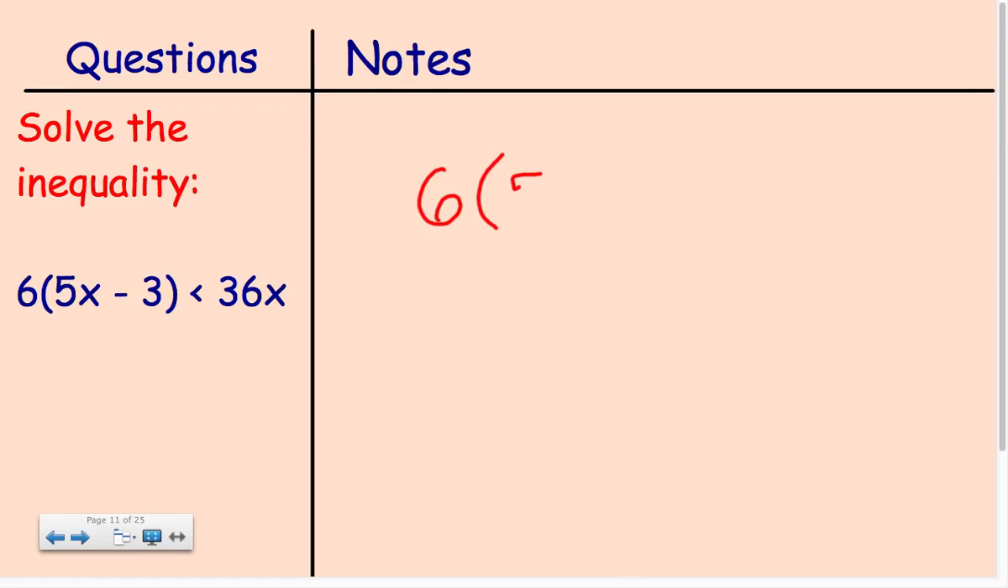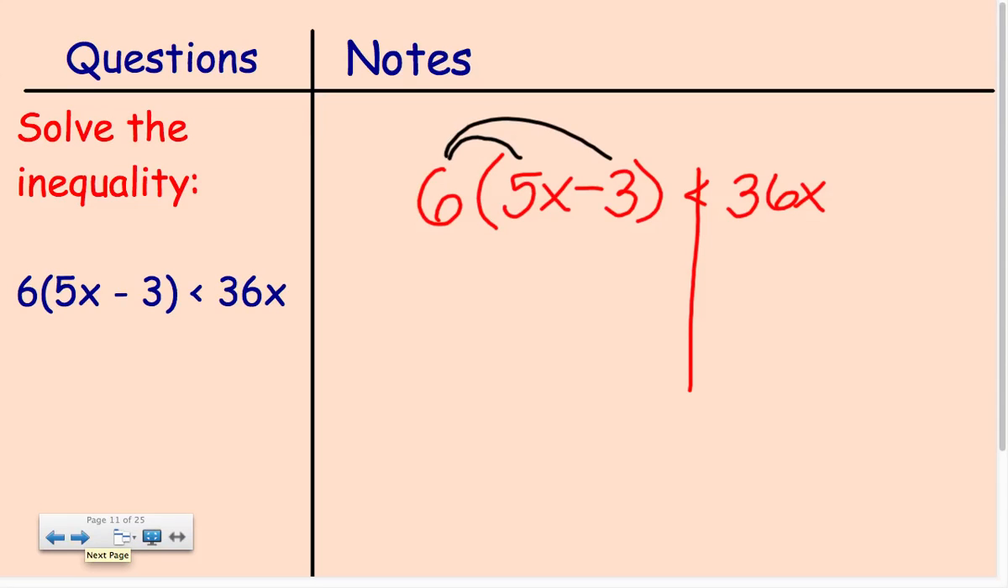6 times 5x minus 3 is less than 36x. So this one has quite a few steps going on. We notice that there's variables on both sides, but there's something we have to do before we get them on the same side. On any problem, no matter what, if you see distributing or bombing, you have to do that first. So 6 times 5x is 30x. And then don't forget, you also have to multiply 6 times negative 3. 6 times negative 3 is negative 18. Bring down my inequality and bring down the 36x.